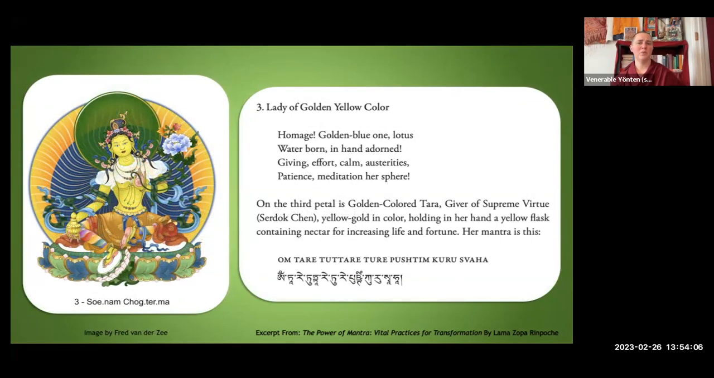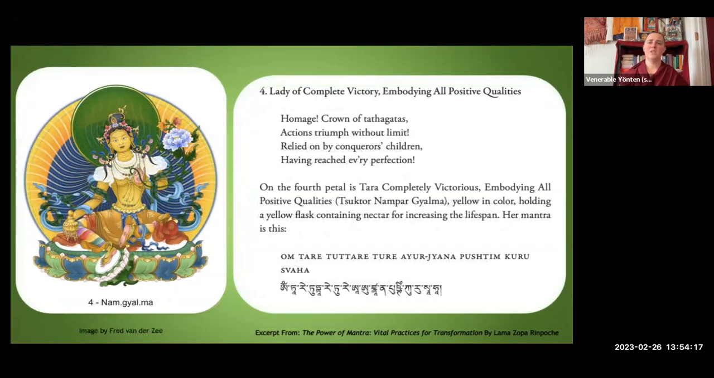Homage, golden-blue one, lotus water-born and hand adorned, giving ever calm austerities, patience, meditation, her sphere. Homage, crown of the Tathagatas' goddess, actions triumph without limit, relied on by the Conqueror's children, having reached every perfection.